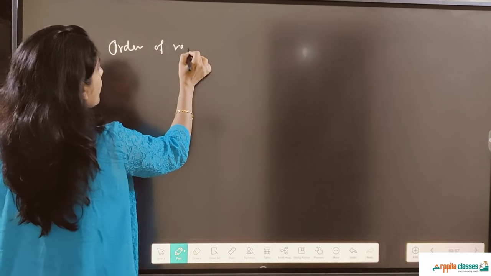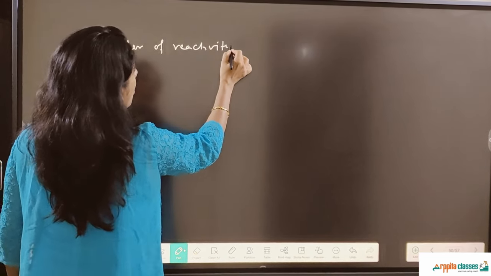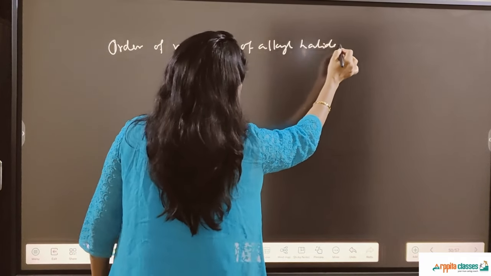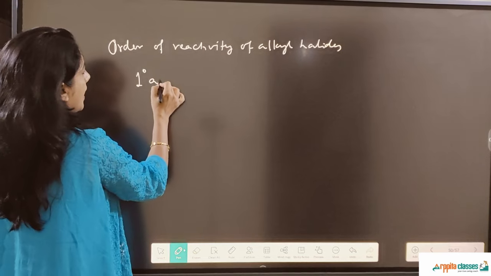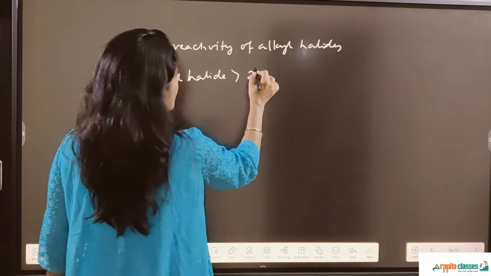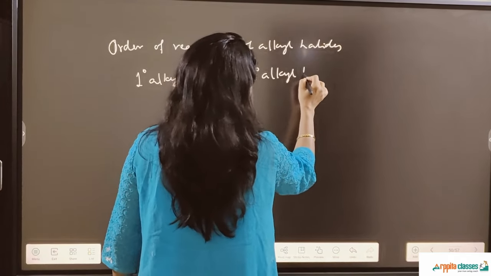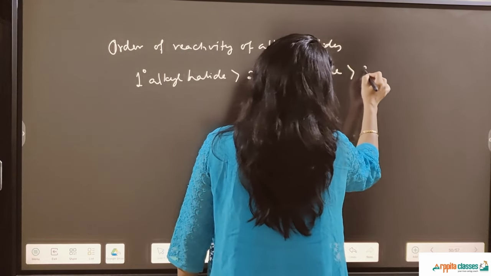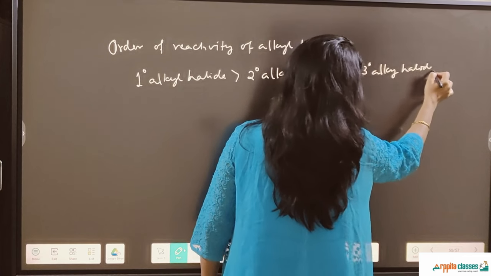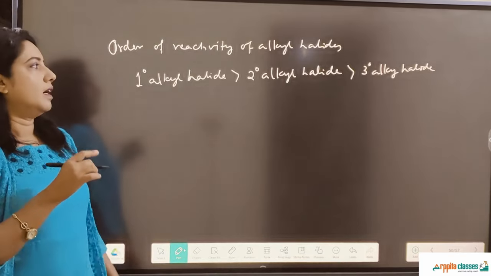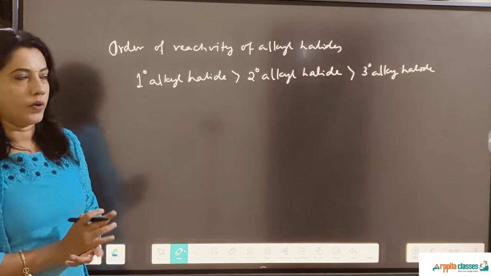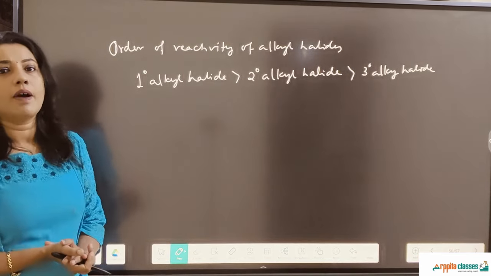If I talk about the order of reactivity of alkyl halides, then you understood that a 1 degree alkyl halide will be reacting faster than a 2 degree alkyl halide, which will again be faster than a 3 degree alkyl halide. As the nucleophilic attack is from the back side, the alkyl halide has to be sterically free or sterically unhindered, not crowded. So these are all about your SN1 and SN2 reaction.